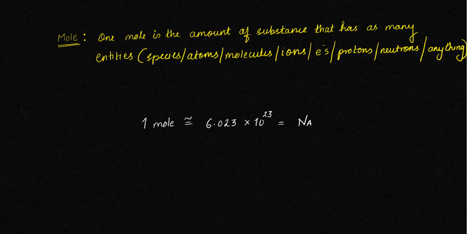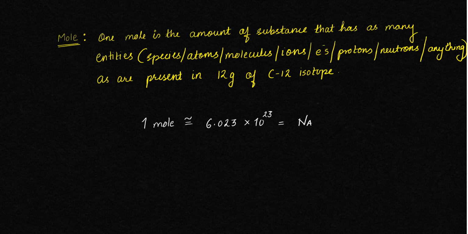As many entities as are present in 12 grams of the carbon 12 isotope. Now, what is the logic or the rationale behind defining exactly this value to be 1 mole of entities? So there is a rationale behind that.